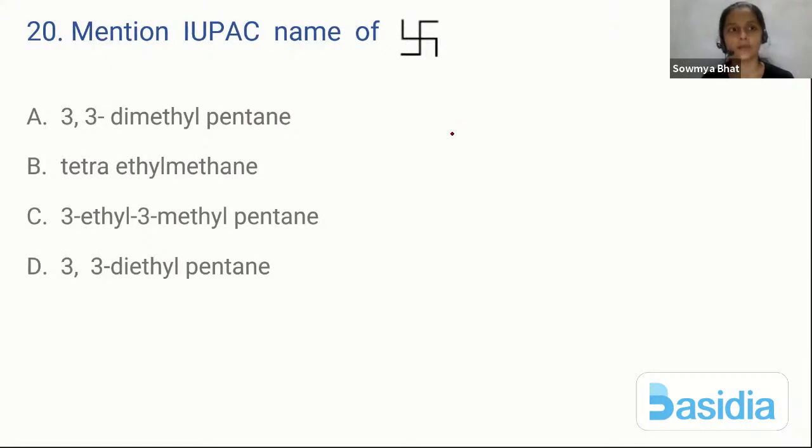There is a swastik here. We have to find out the IUPAC name. I'm going to write it properly. So the first one is carbon, all the corners. And you should remember this point also has a carbon. Sometimes what happens is we forget to mention it.